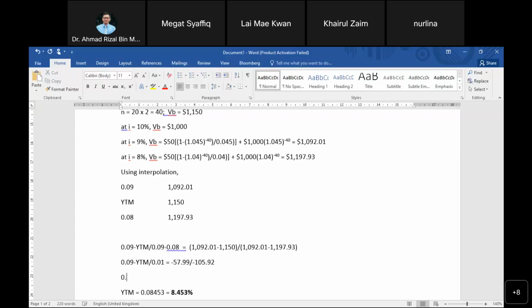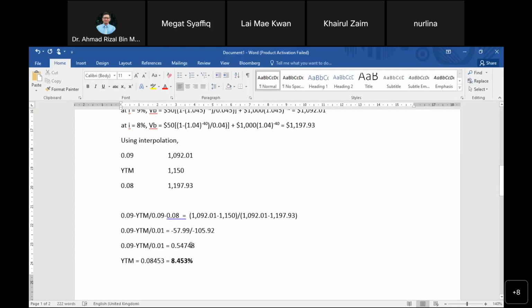If you do this slowly, you calculate the right hand side first, which is 57.99 divided by 105.92, which is 0.54748 and so on. Then only you cross multiply. You multiply the 0.54 with 0.01, and so on and so forth. So if you're not confident of solving it right away using your calculator, you just write down step by step until you get the answer. Any question?